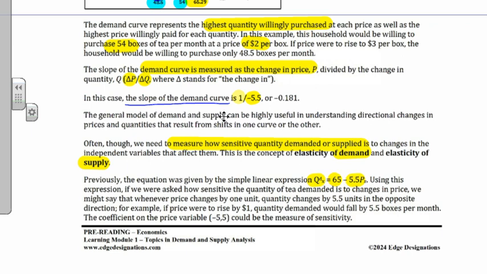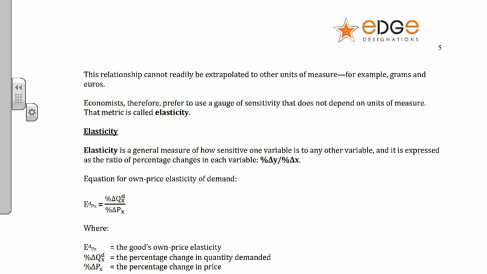If we ask ourselves the question, how sensitive is T demanded to changes in price? Well, that's nice and easy, because we could say whenever price changes by a unit, quantity changes by 5.5 units. And of course, we know it's an inverse relationship, so it will change in the opposite direction. If price rises by $1, what would we say? Demand falls by 5.5 boxes, and that's evident in that relationship, 1 to 5.5. Very simply, the coefficient on the price variable is a sensitivity measure, nice and easy. Good.